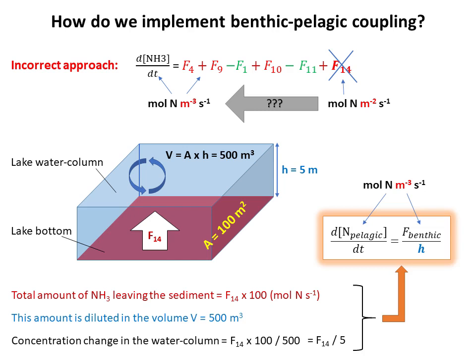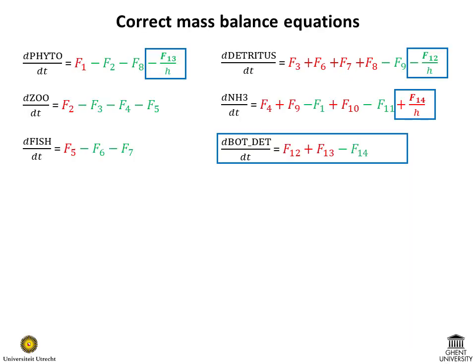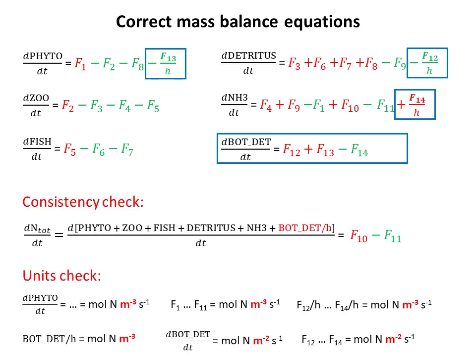Thus, we see that the height of the water column must be included when relating the change in the concentration of nitrogen in the pelagic compartment to the flux of nitrogen from the benthic compartment. Taken together, the mass balances for the enhanced lake model are summarized by the 6 differential equations. To confirm that the equations are correct, we check the overall mass balance and units. When we do this carefully, we find out that the equations are now fully consistent.